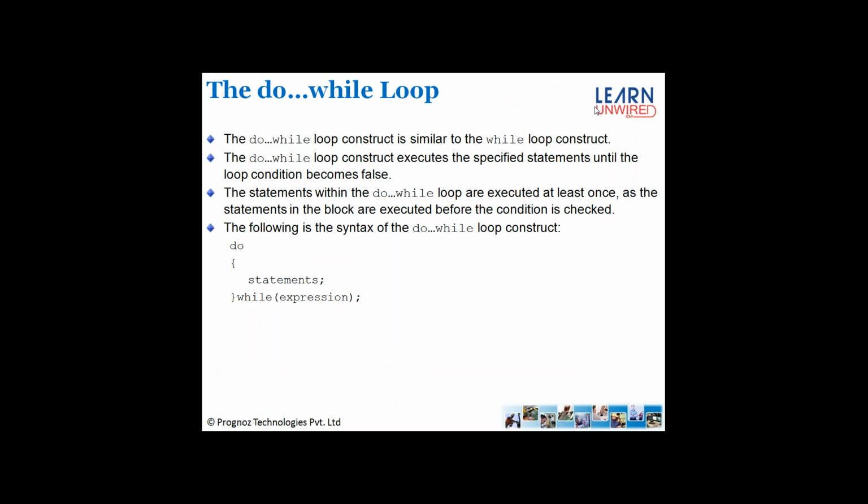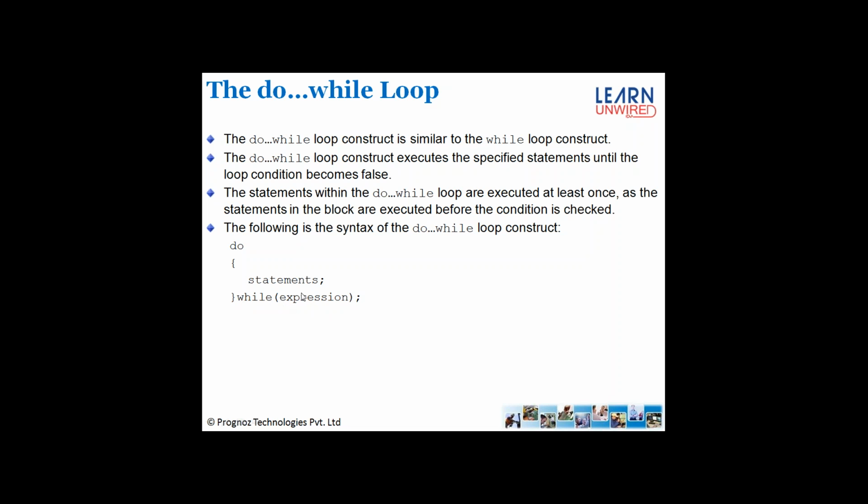Now after understanding the while loop, let us go with the next one, that is the do while loop. So first observe the syntax here. The do keyword is there, then a pair of curly brackets, and after the end of the curly bracket we are writing the while statement. The meaning is check the condition after executing the loop. So this is the major difference between the while loop and the do while loop.